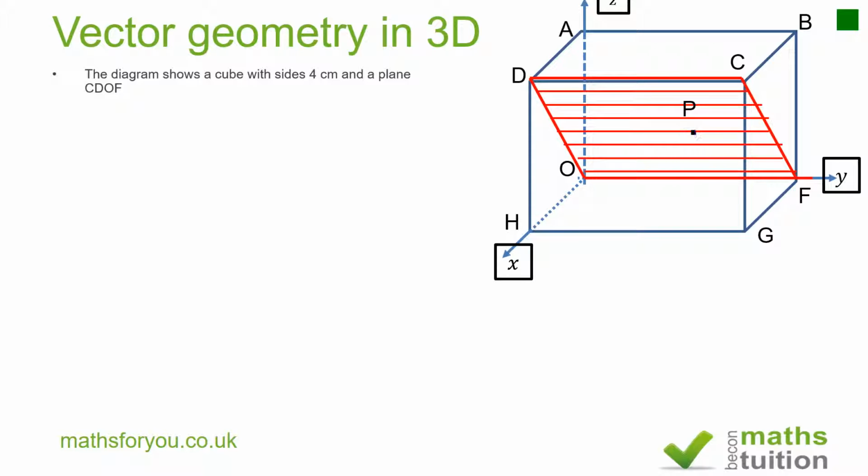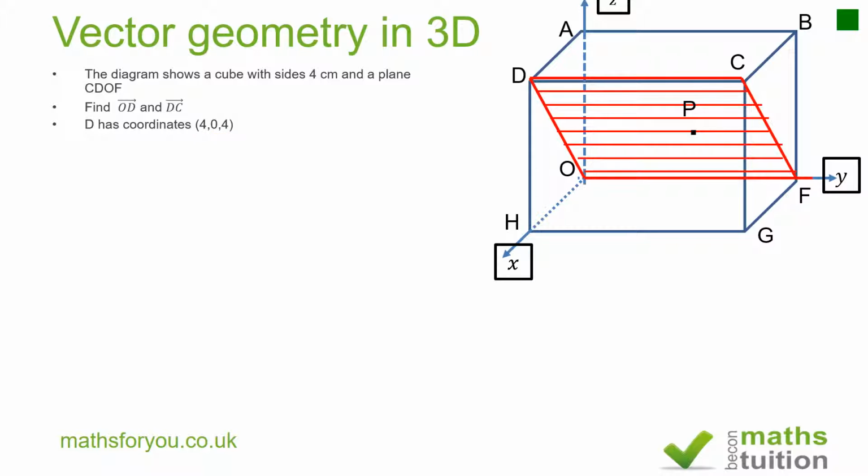It then says find vectors OD and DC. Now, to find vector OD, we need to find the coordinates of D, and that's 4, 0, 4. That's because to get to D from the origin, we move 4 centimeters parallel to the x-axis, and then 4 parallel to the z-axis. We do not move parallel to the y-axis, so it's 4, 0, 4. These are the coordinates of point D.